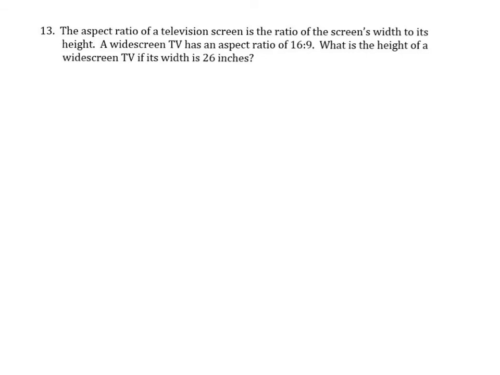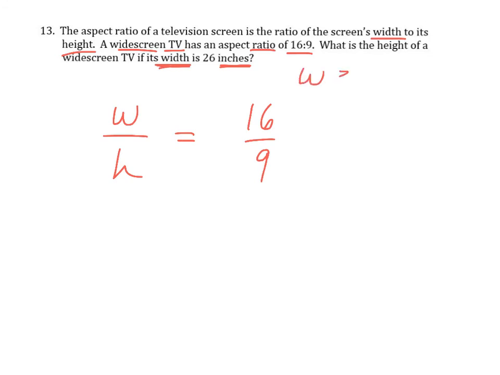So they're talking about a widescreen TV, and the aspect ratio is 16 to 9. So that's comparing the width to the height. Let's start with that. They're telling me my width to height ratio is going to be equal to 16 to 9. Now I know the units they're talking about are inches in this case. And what they're telling me right here is that the width is actually 26 inches.